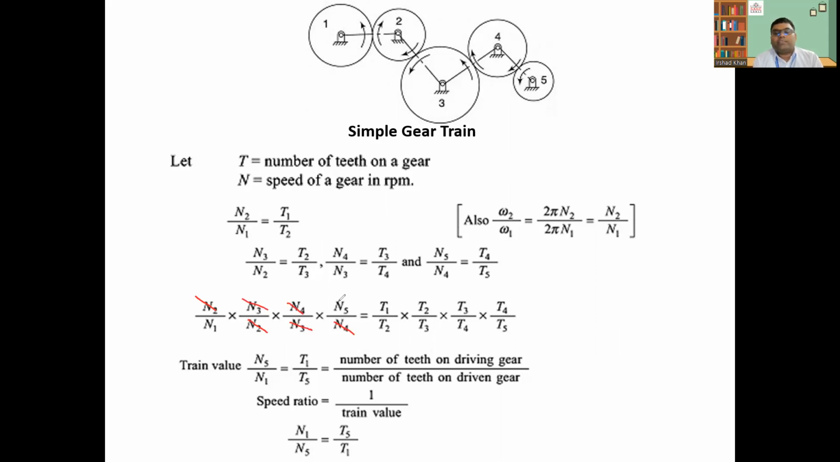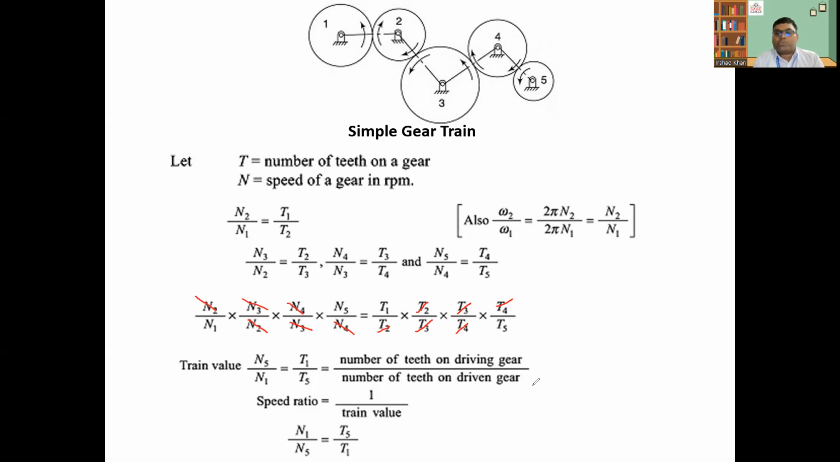So what is remaining is N5 upon N1, and here you can see that T2, T3 and T4 are also cancelled out. So the train value in this simple gear train is N5 upon N1 equals T1 upon T5. Here we see the number of teeth on the driving gear and the number of teeth on the driven gear.